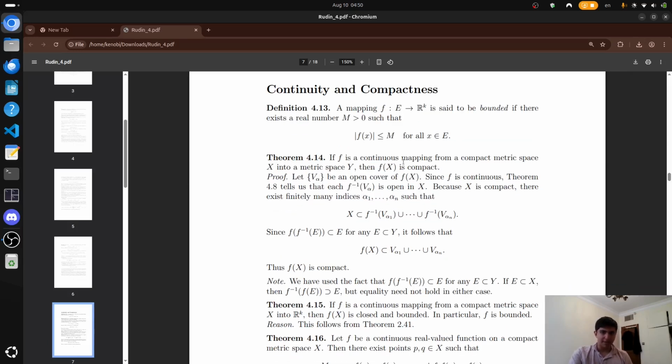Now, if f is a continuous mapping from a compact metric space X into a metric space Y, then f of X is compact. The strategy is, if you take an open cover here and an open cover here, we just proved that if this is open, this is open. So if the codomain part is open, the associated domain part is also open. That means there's also going to be an open cover for it. That's the strategy over here. Let's read the proof. Let V alpha be an open cover of f of X. Since f is continuous, theorem 4.8 tells us that each f inverse of V alpha is open in X.